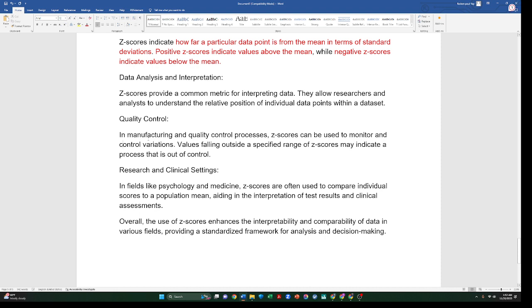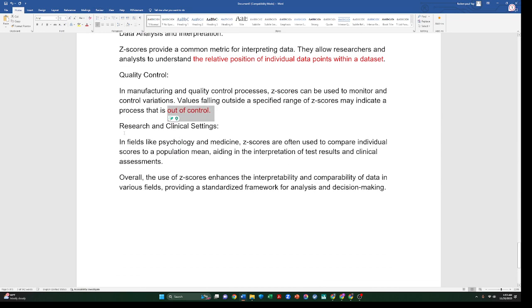Z-scores provide a common metric for interpreting data. They allow researchers and analysts to understand the relative position of individual data points within the datasets. And then, quality control. In manufacturing and quality control processes, z-scores can be used to monitor and control variation. Values falling outside a specific range of z-scores may indicate a process that is out of control.